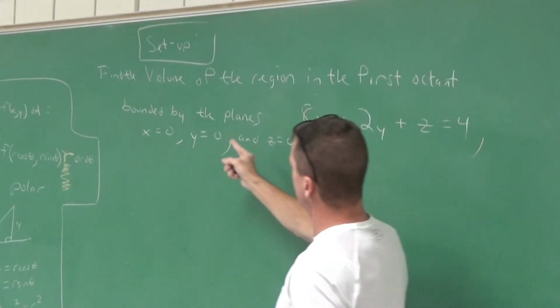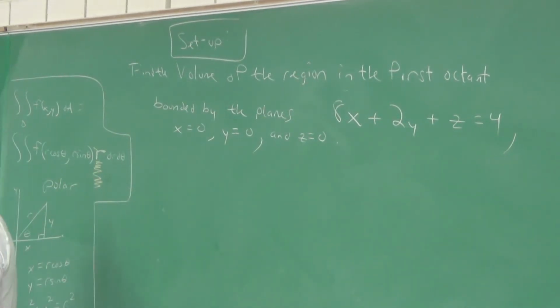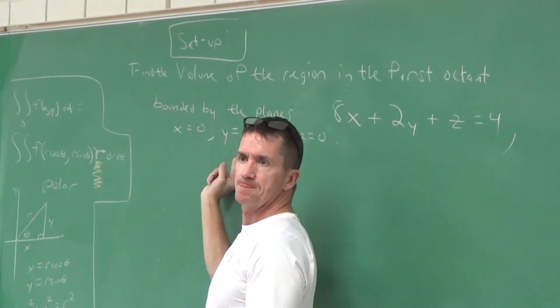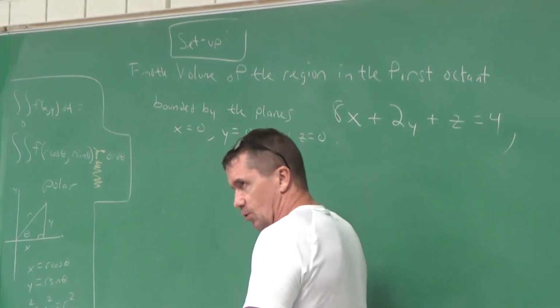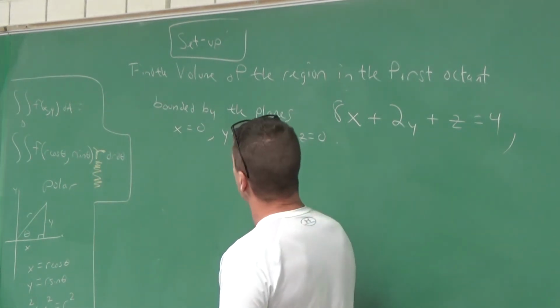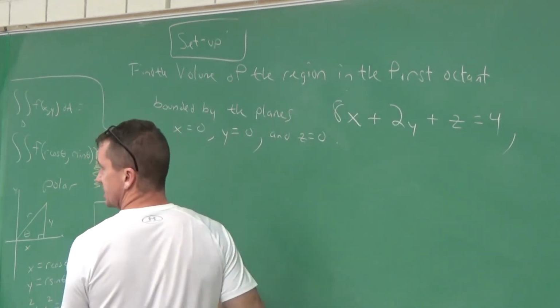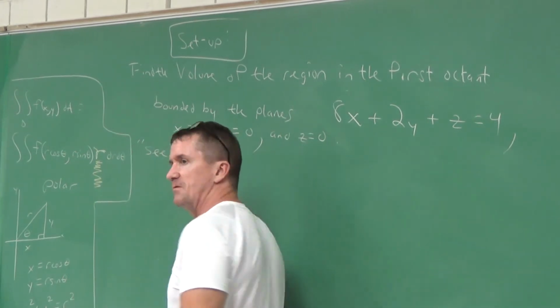But what's the plane x equals 0? X equals 0 is the yz plane. What's the plane y equals 0? That's the xz plane. This plane z equals 0, that's like the floor here, that's the xy plane. But then you got this other plane. And so we should make a sketch to really see this. I mean, we really want to see the map before we set this thing up.